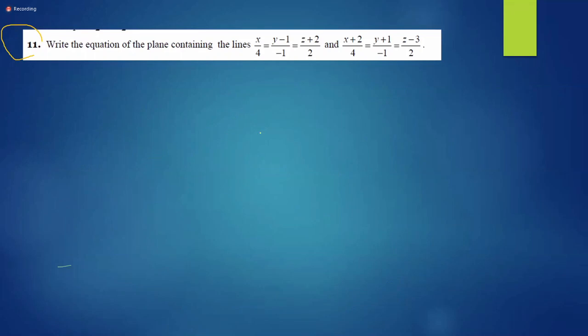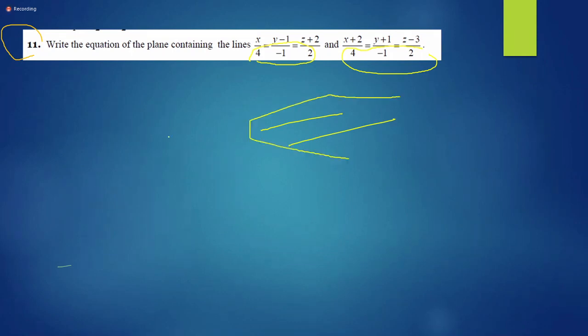Okay, just the strategy. We have 2 lines. Notice these lines, by the way. They are parallel. They are parallel lines. So 2 parallel lines, and we need to find the equation for this plane.